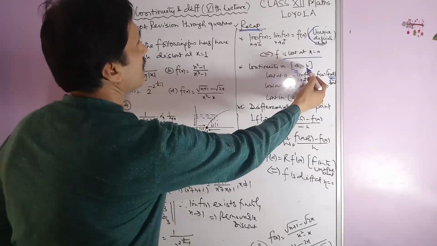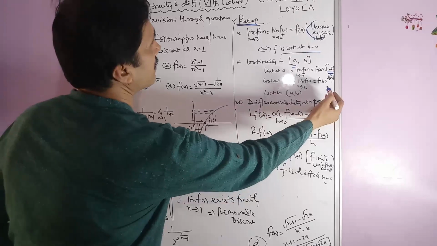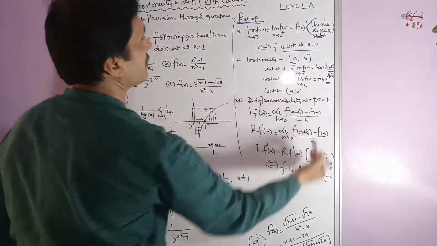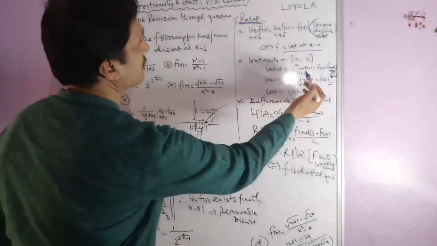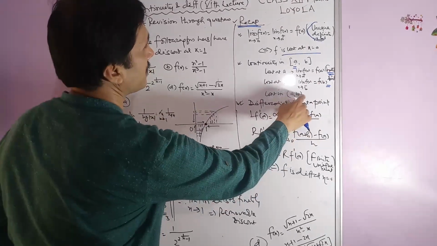Continuity at b means the left hand limit at b and the functional value at b should be a finite real number, and the function should be continuous at each intermediate point, that is the open interval (a, b).